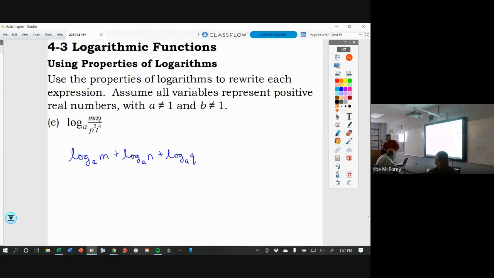So you can't just do log A of M plus N plus Q. No, because M and N and Q are multiplied together, and now you're trying to add them together? That's not the same thing. Now, the stuff on the bottom is subtracted. Minus log base A of P squared.